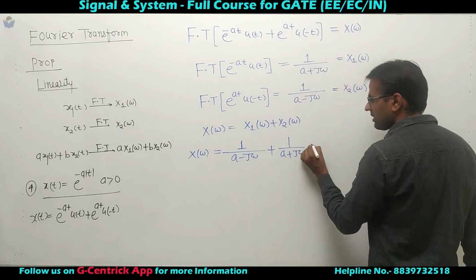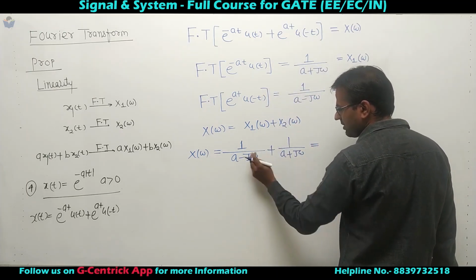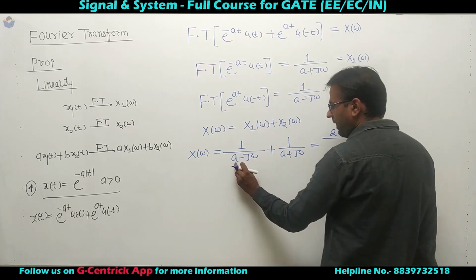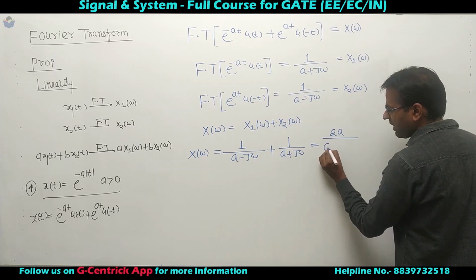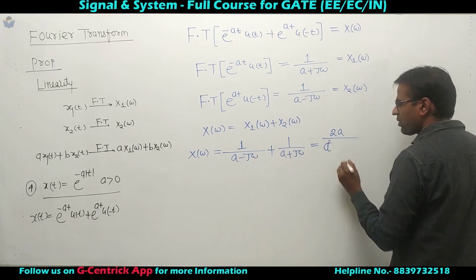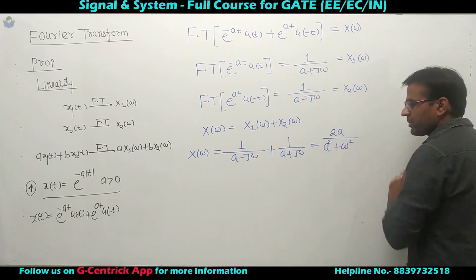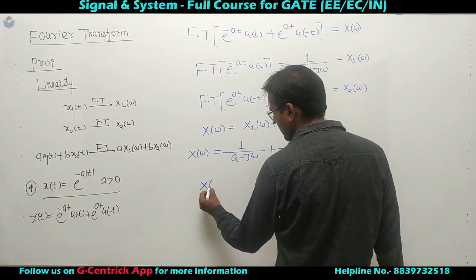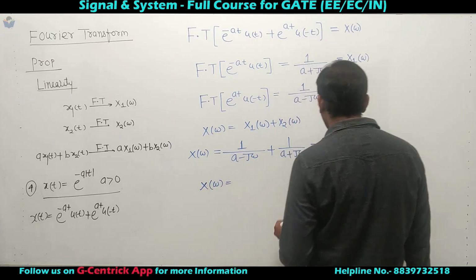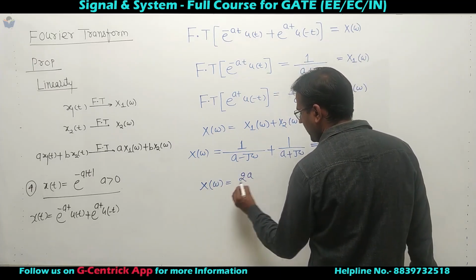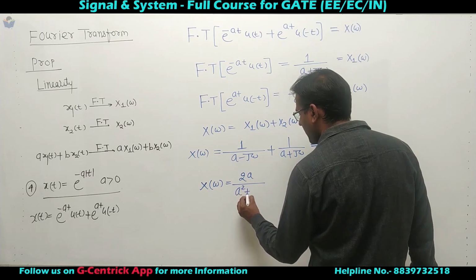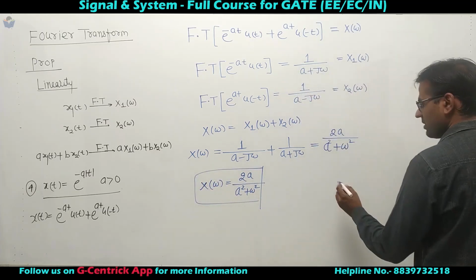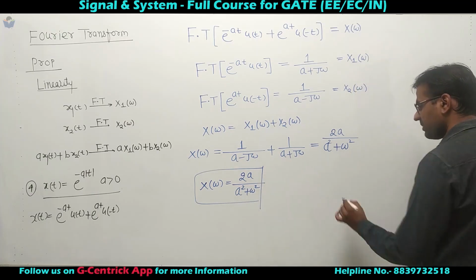And can I say, if we add these two numbers, the plus and minus cancel, 2a divided by a plus b times a minus b, which is a square minus b square, and j square will be minus, so plus. This is the Fourier transform of the given function. X of omega is 2a divided by a square plus omega square, and you can draw this. No phase, because there is no imaginary term here.